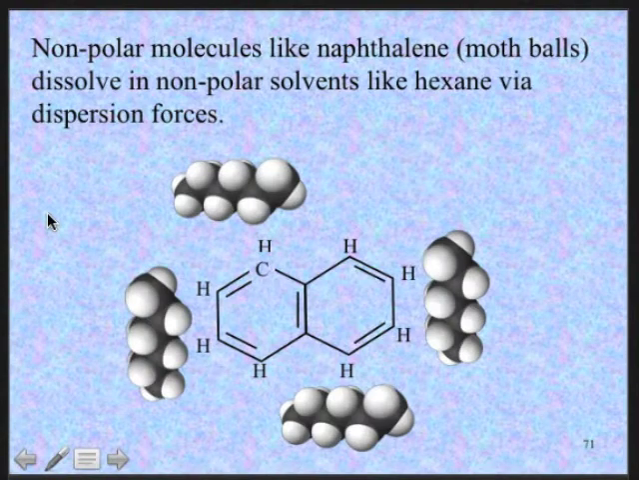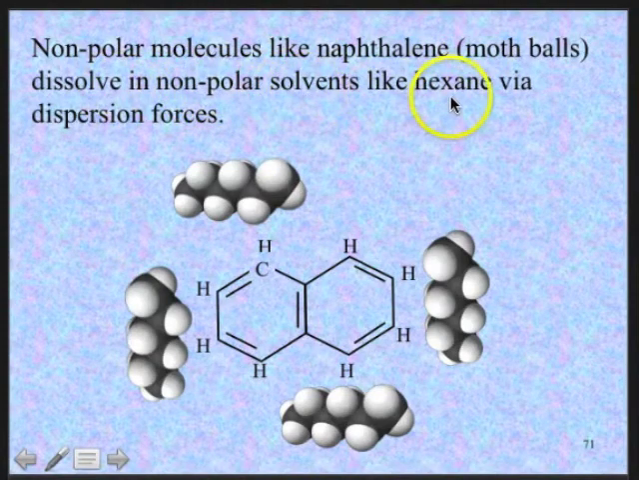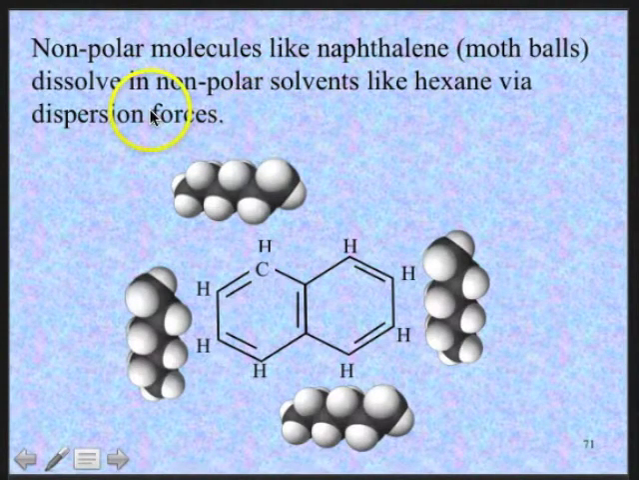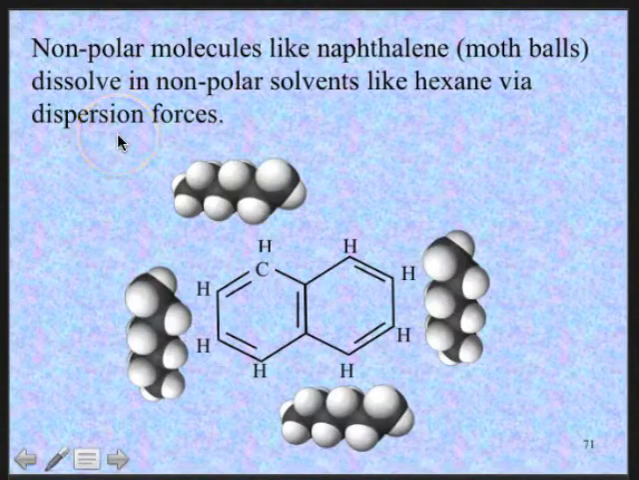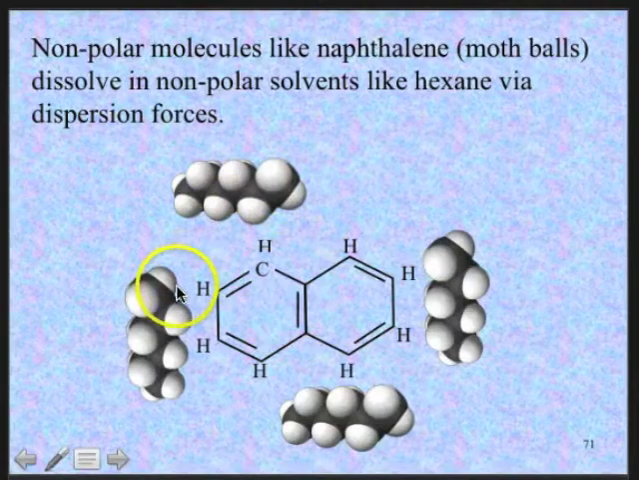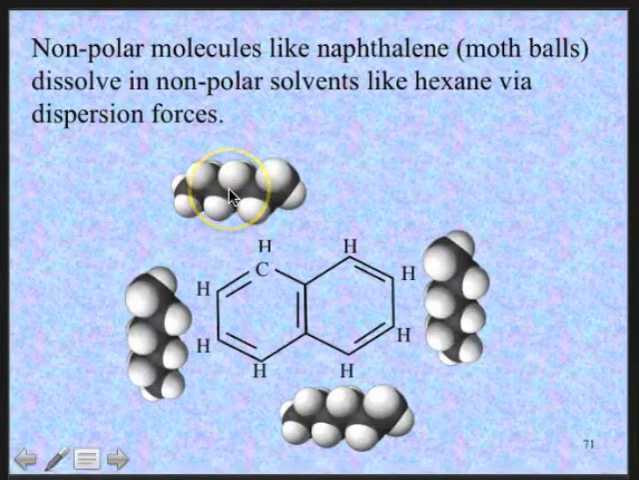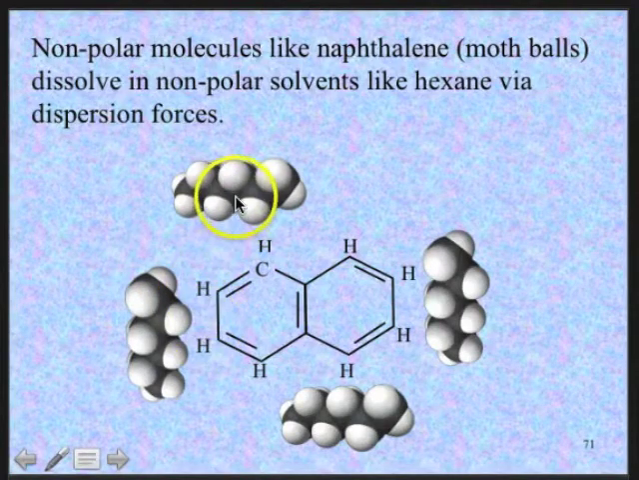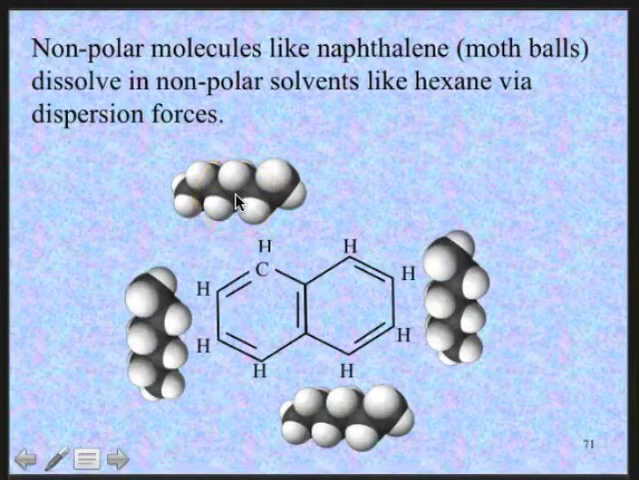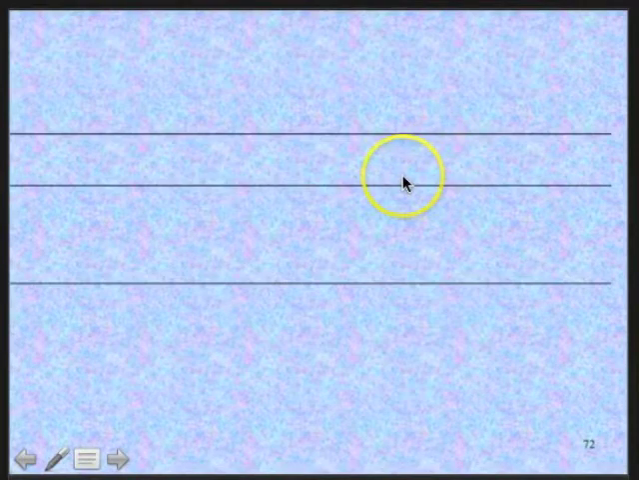Nonpolar molecules like naphthalene, better known as mothballs, dissolve in nonpolar solvents like hexane via dispersion forces, temporary induced dipoles. So here is naphthalene. These will dissolve in hexane, heptane, a hydrocarbon, because they're able to attract each other with dispersion forces. So here are some questions for you that we'll do in class.